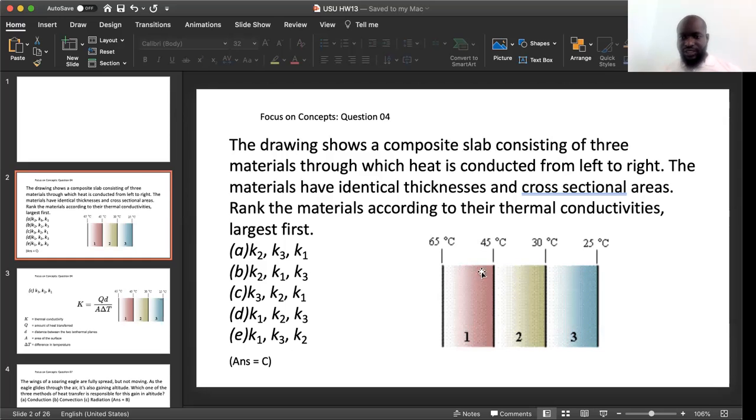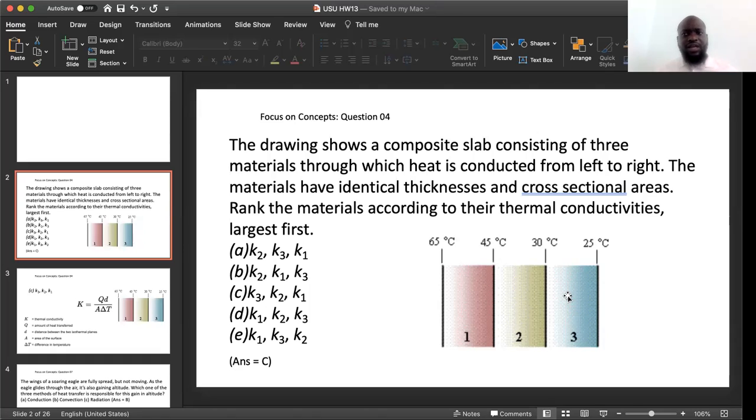It's easy to see from here that the temperature difference for slab 1 is from 65 to 45, so that's 20 degrees delta T. The temperature change for slab 2 is 30 to 45, that's 15 degrees. And for slab 3 it's 25, that's 5 degrees. So you see the same heat is conducted, but the temperature change is different due to their thermal conductivity. In one, the temperature drops fast, like high. In the other, the temperature drops by 15. In the third one, it drops by only 5 degrees Celsius.